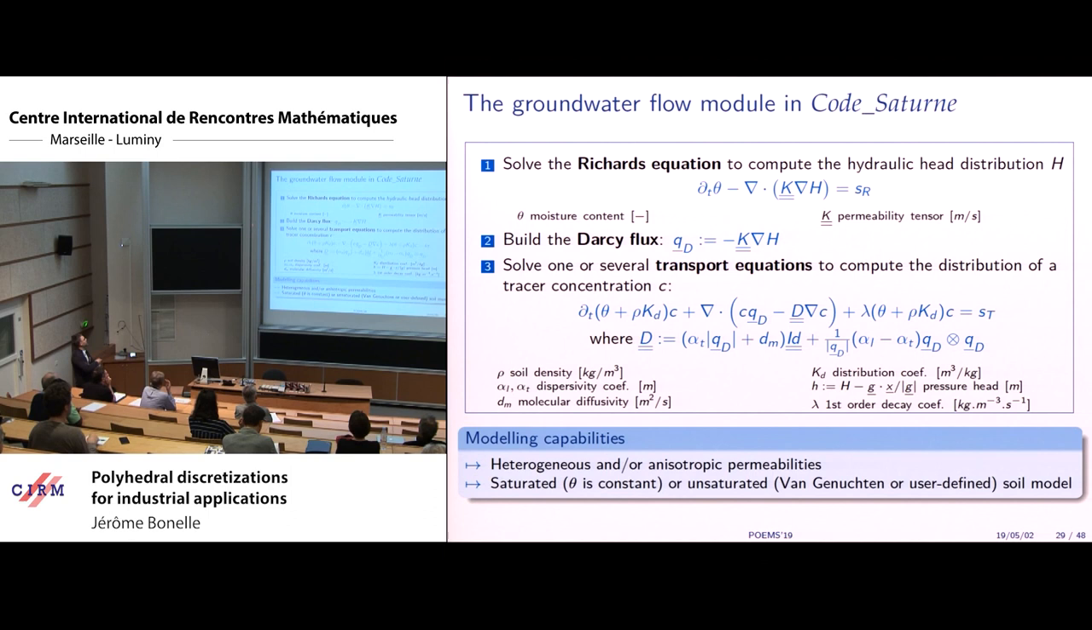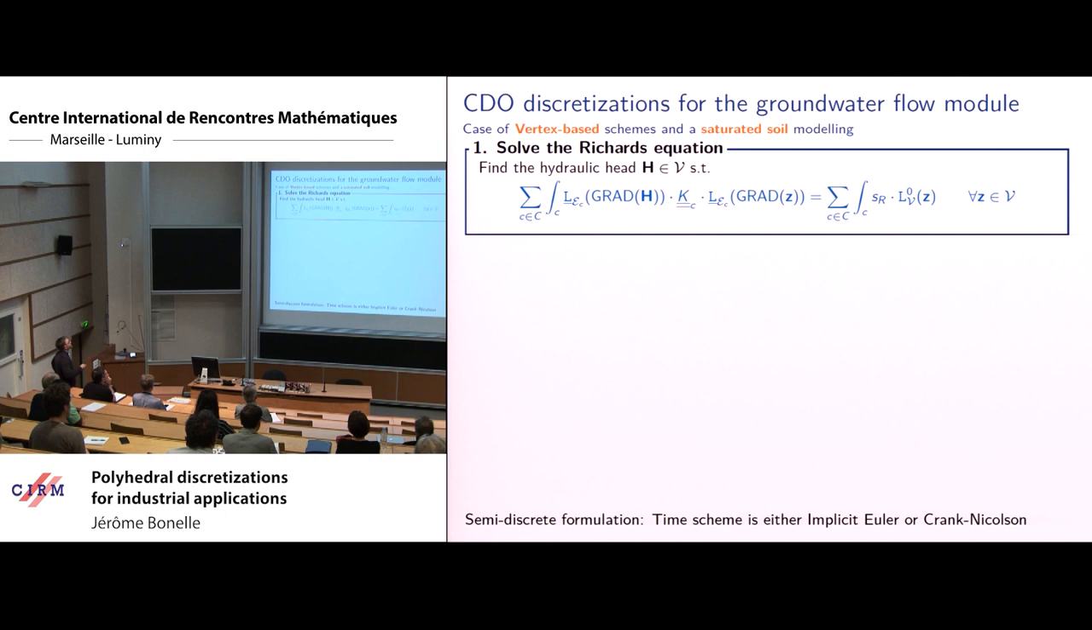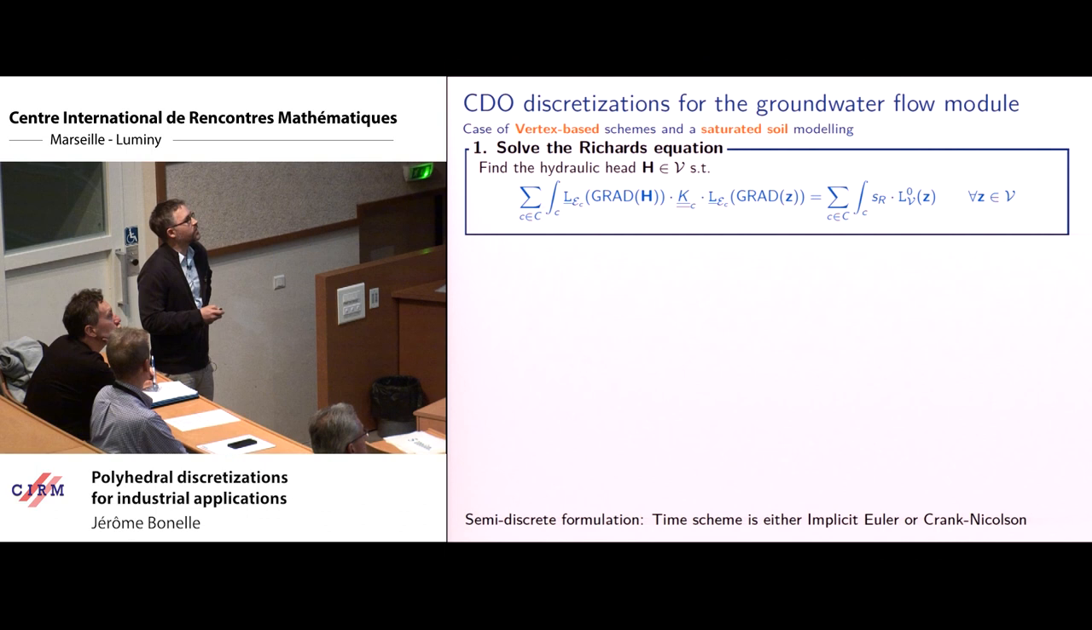So what are the problems at stake? We solve the Richards equation. We build a discrete Darcy flux, and then we use it in a transport equation. You will notice that this diffusion tensor implies a Darcy flux, which has been previously computed. And so there is strong anisotropy or strong heterogeneity in the soil. So we use, for this application, non-conforming vertex-based schemes, and we are in the case of saturated soil modeling.